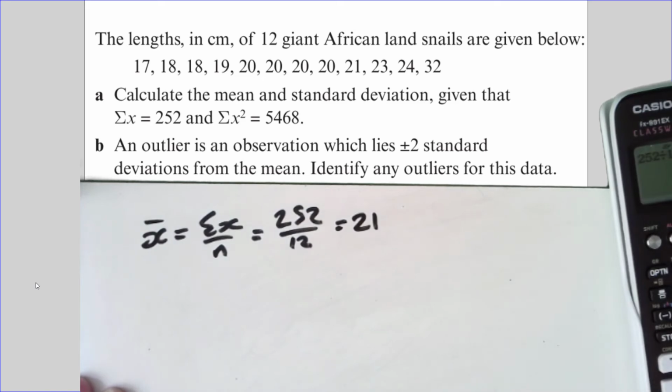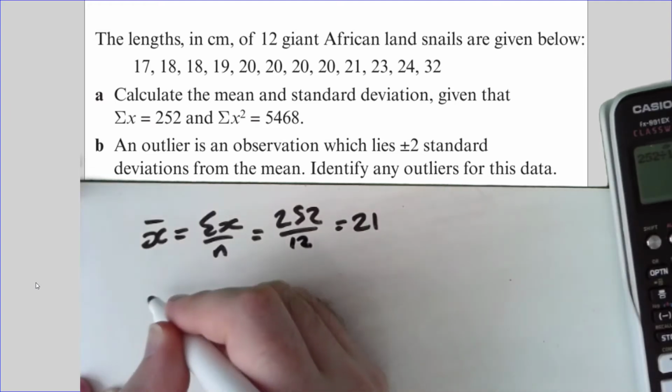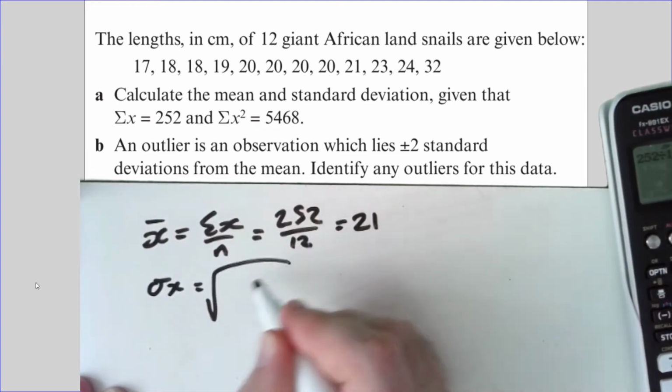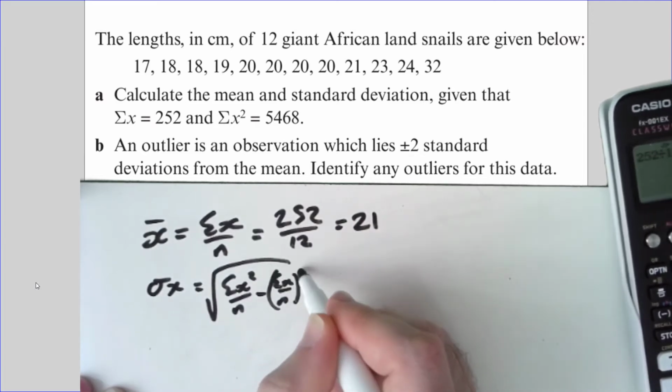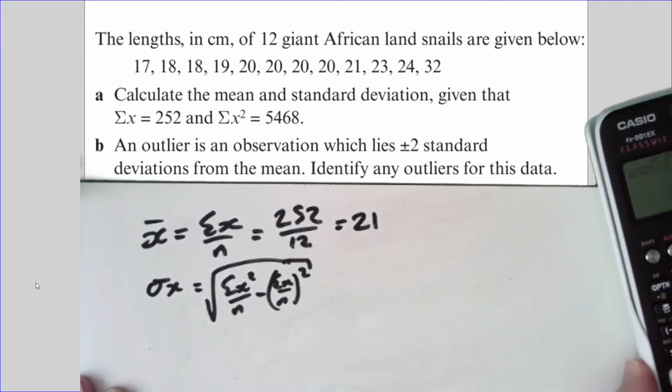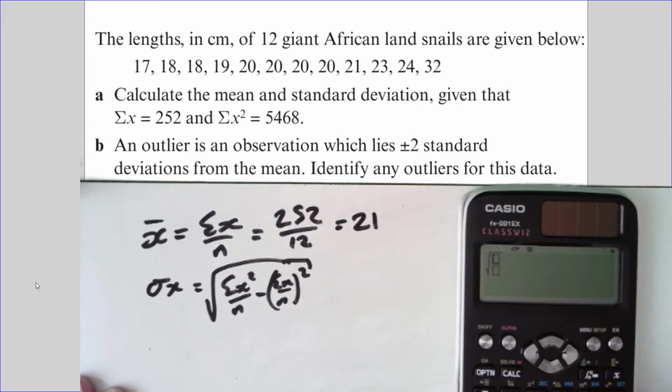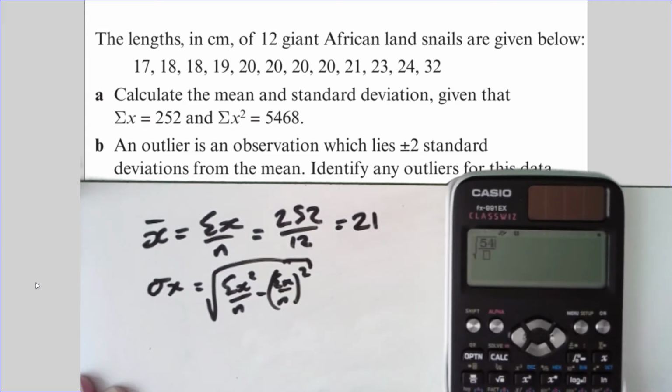It's always worth looking at our data. 21 looks sensible. There are a couple of bigger land snails in here, so that's going to move the mean up a little bit. For the standard deviation, we're going to use the formula: square root of sigma x squared over n, take away sigma x over n, all squared. And we're going to put this in our calculator. So we've got a big square root, fraction, we've got 5468 over the n, which is 12. Take away 21 squared, because 21 we got here from doing our sigma x over n. If we press equals, we get a standard deviation of 3.83.